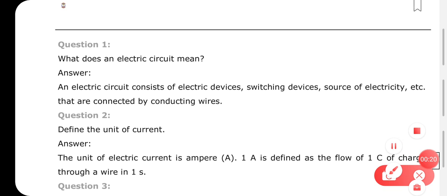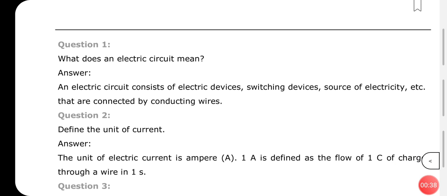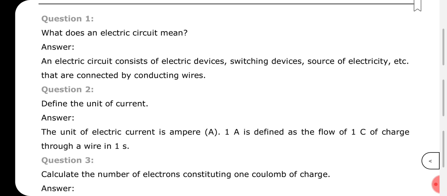It is an enclosed path, or you can say it consists of electrical devices, switching devices, sources of electricity, etc. that are connected by the conducting wire. Or you can say that it is a continuous conducting path consisting of some electrical components connected between the two terminals of a battery is called an electric circuit. Anyways, you can frame your sentence to define electric circuit. Okay, moving on to the next question.